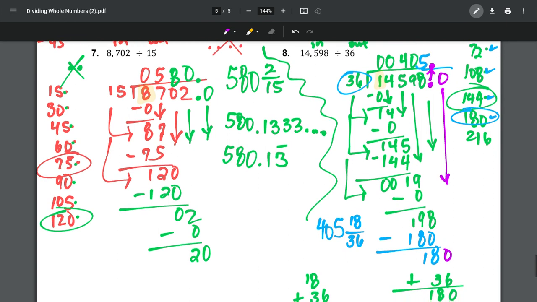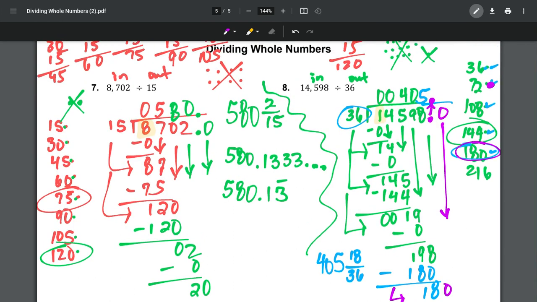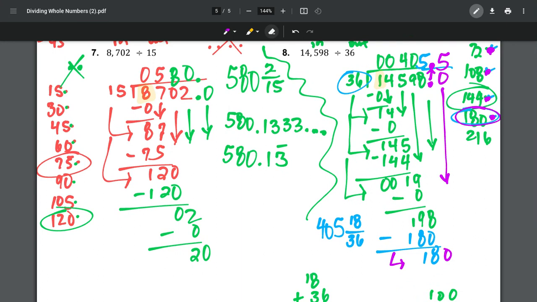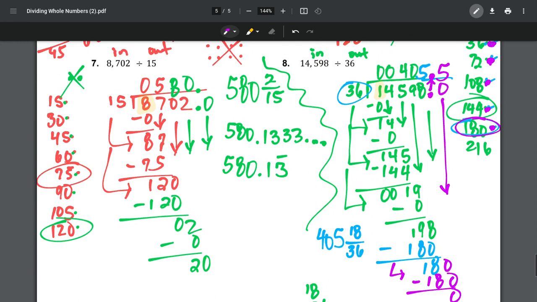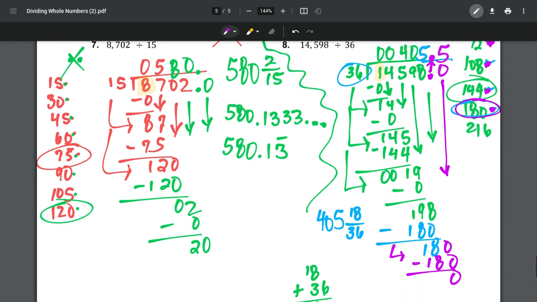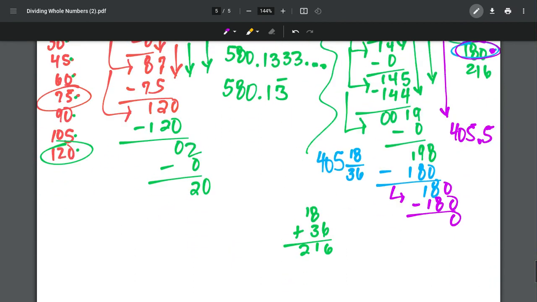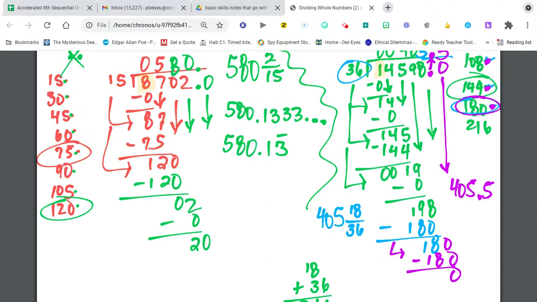You're going to say, how many groups of 36 can you get out of 180? Well, that's exactly 1, 2, 3, 4, 5. Circle. I subtracted 180. I circle 180, so I subtract 180. Now I have a remainder of 0 and nothing left to bring down. So if I wanted to write this as a decimal, it's 405.5. Okay? And that's all I have for division. The division is a very long process.